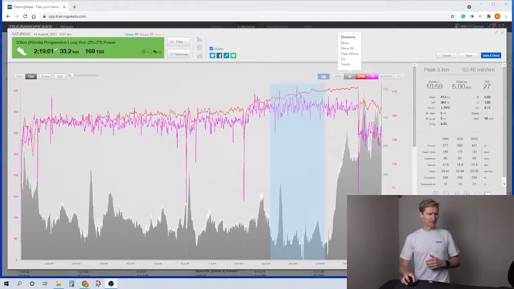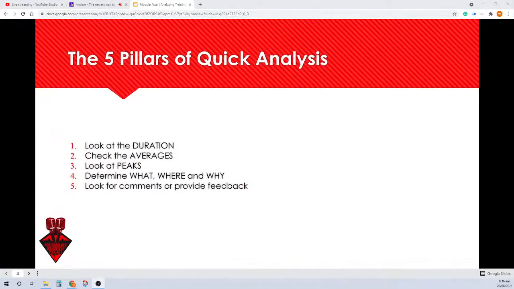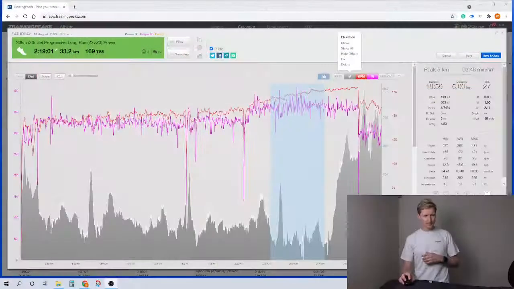So then moving on to the fourth step, which is determine the what, where, and why. And if we couple that with the fifth one, which is look for comments or provide feedback. So if I'm determining the what, where, and why, we don't want to get into it here. We have another step which we discuss in our course, which I highly recommend you purchasing and checking out, which has the 6 spokes of in-depth analysis and training prescription.